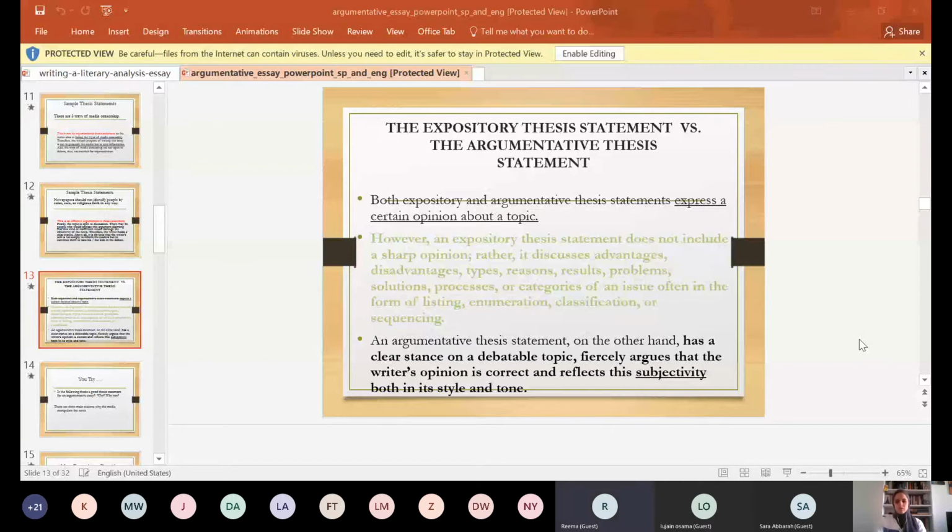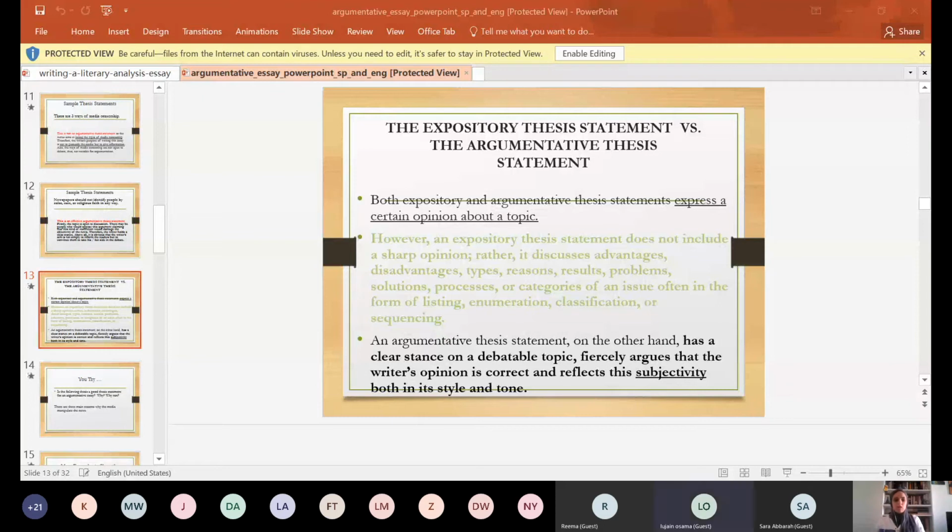Now I have to go back to the expository thesis statement versus the argumentative thesis statement. What is expository and what is argumentative? Argumentative should be debatable. The expository is to show, to tell. They both express a certain opinion about a topic, argumentative and expository. But what is the difference?